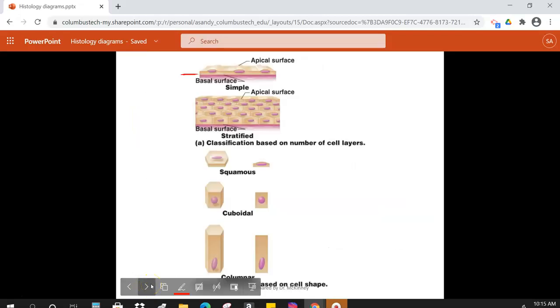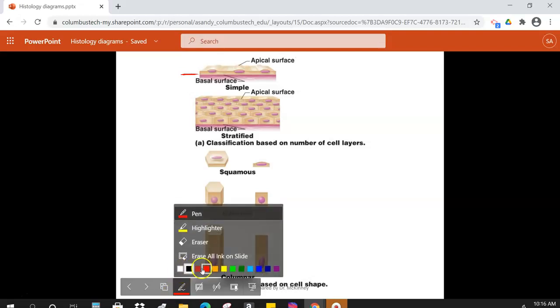So here we can see the different types, and we can see everything except for the pseudostratified, but we already talked about the polarity. So you have the free surface of the epithelial cells, and then the basal surface that are going to be connected to an underlying layer of connective tissue.